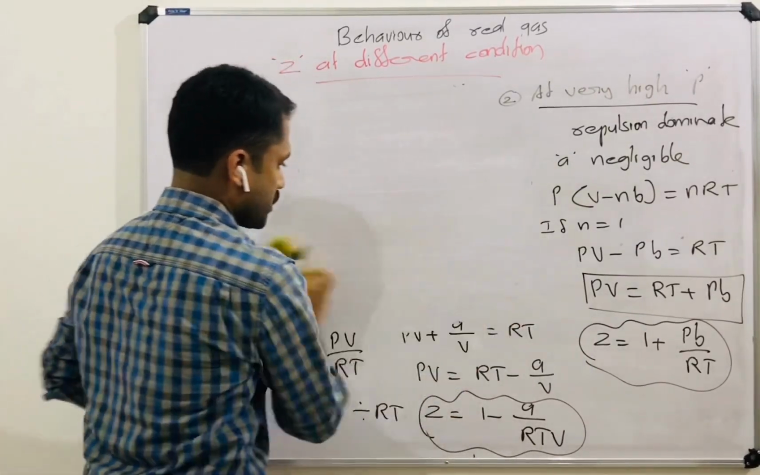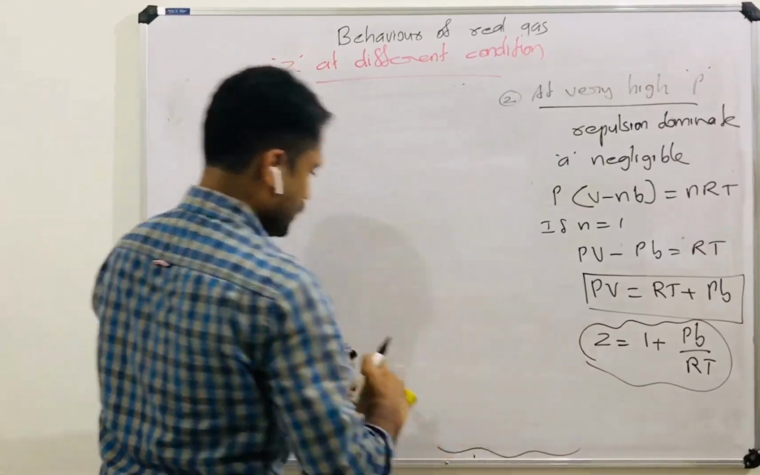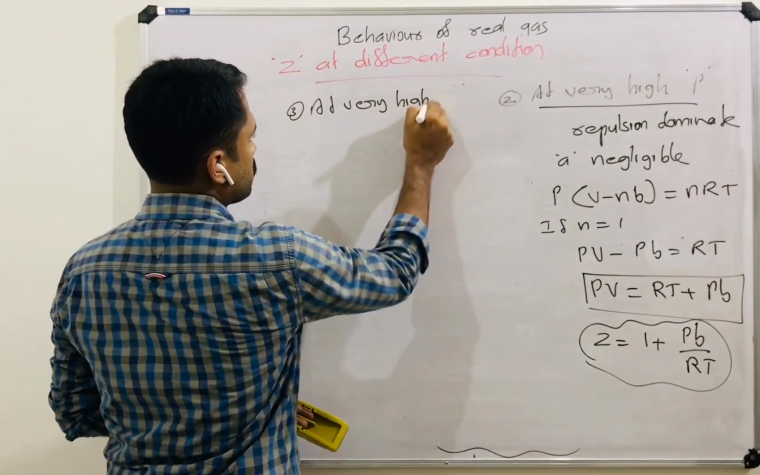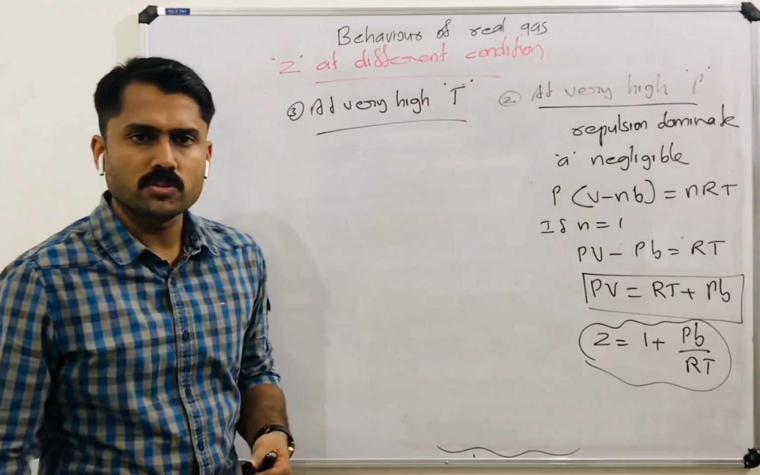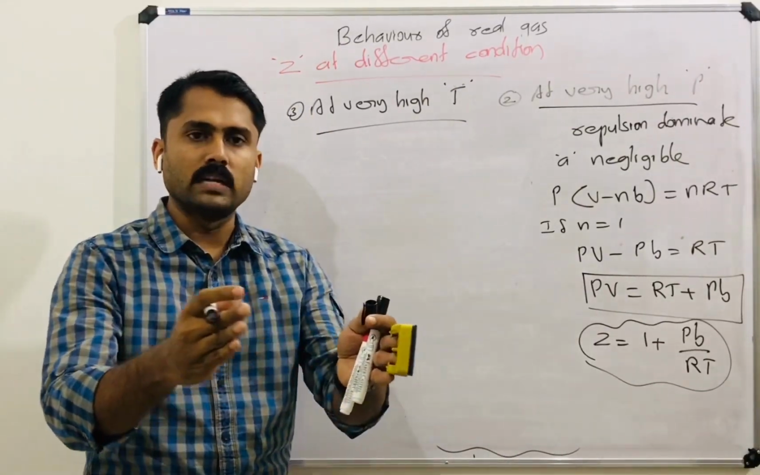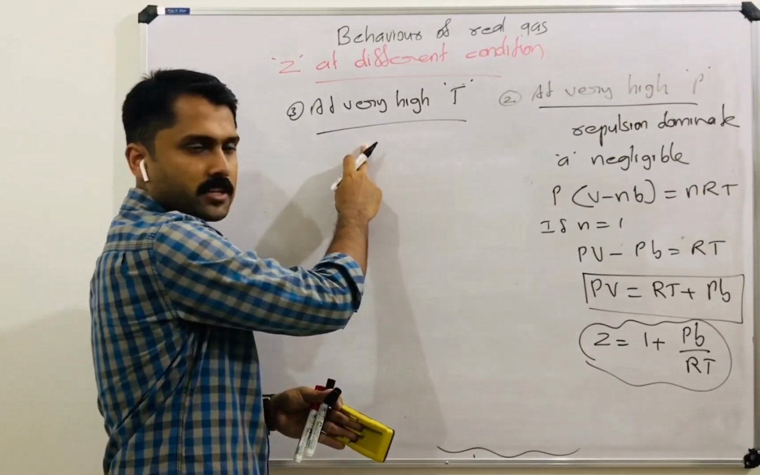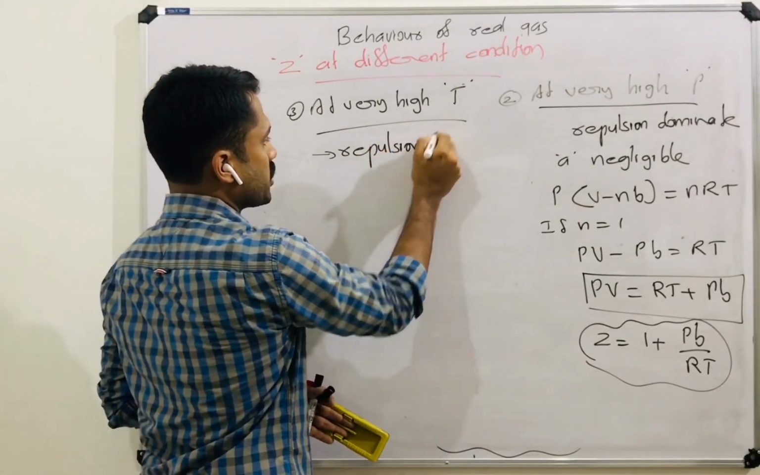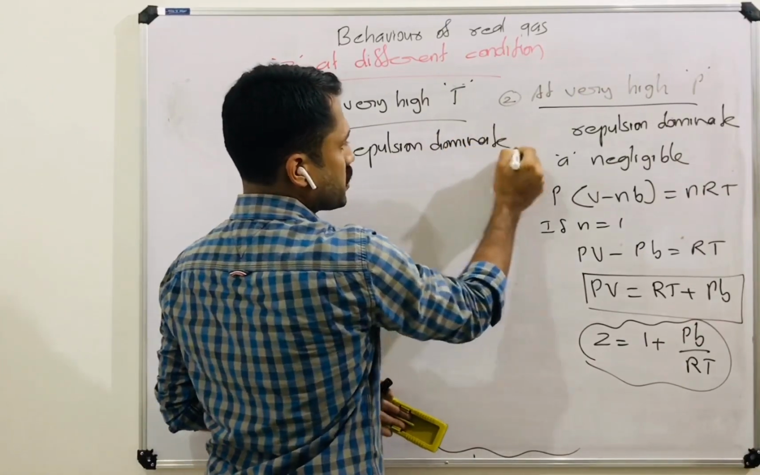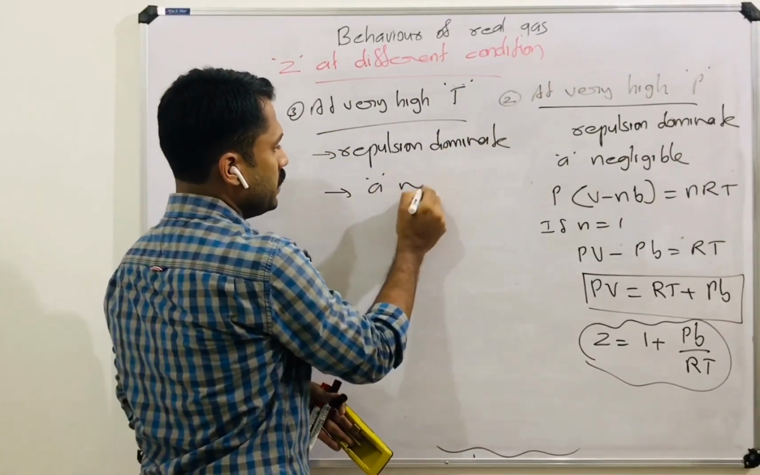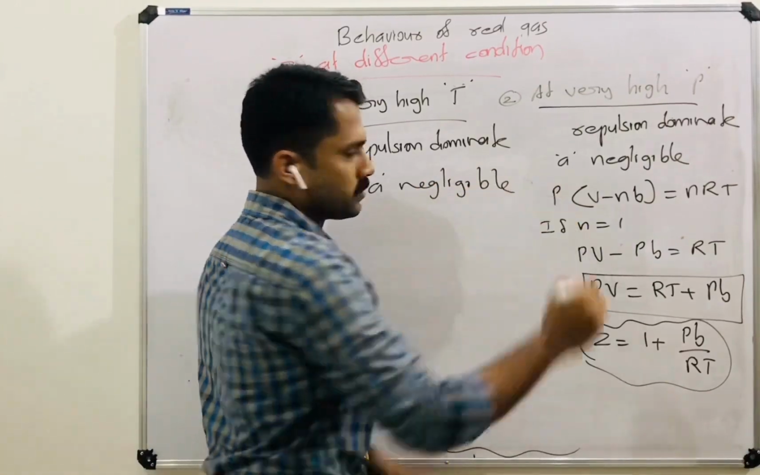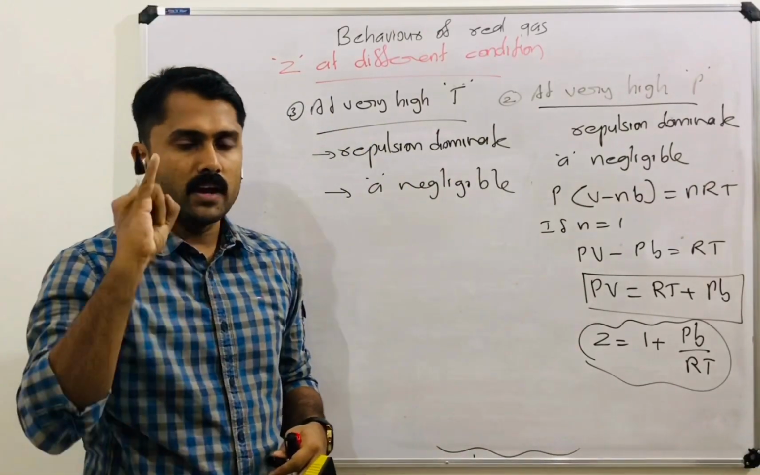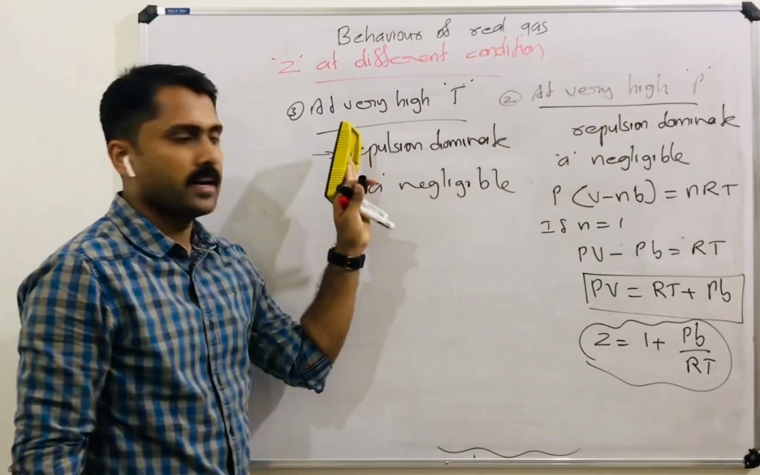Let's check one more condition, that is at very high temperature. If we use very high temperature, gas molecules repel each other. So in this condition also repulsion dominates. If repulsion dominates, what will happen? a will be negligible. So the same equations can be used at very high temperature. So I explained at very low pressure, at very high pressure and at very high temperature.